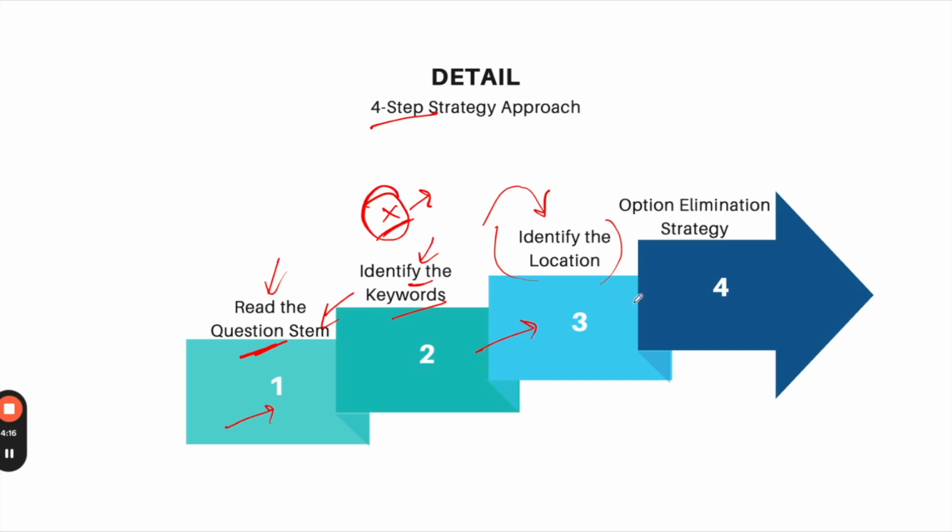Once you have identified the location, go ahead with the option elimination strategy. Go ahead, start eliminating your options, find something wrong, and then eventually get to your correct choice.